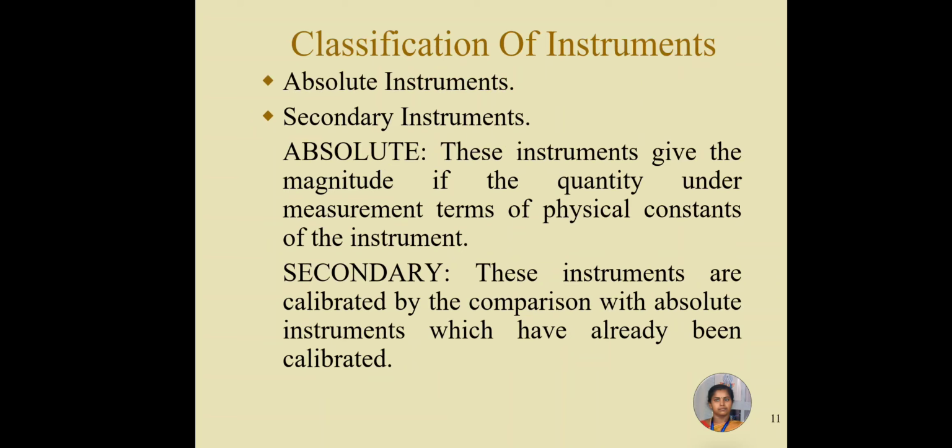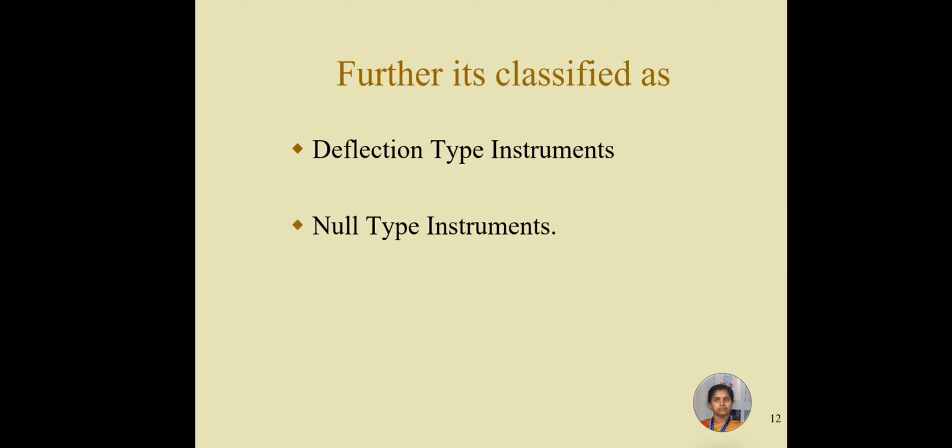Let us see the classification of the instruments. The major classifications are absolute instruments and secondary instruments. Absolute instruments give the magnitude of the quantity under measurement in terms of physical constants of the instrument. The secondary instruments are calibrated by comparison with absolute instruments which have already been calibrated. The instruments are also classified into deflection type instruments and null type instruments.